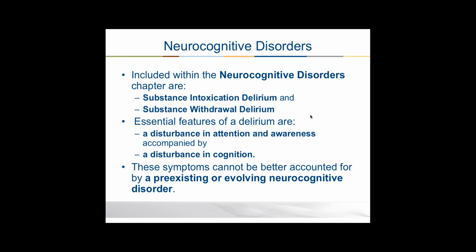Now, diagnosing a substance-related delirium requires that other possible explanations, a pre-existing neurocognitive disorder, for example, or one that's developing, is not a better explanation than a substance intoxication or withdrawal delirium. Sometimes this is very hard to determine because there are other factors that might be leading to delirium in addition to substance intoxication or withdrawal delirium.